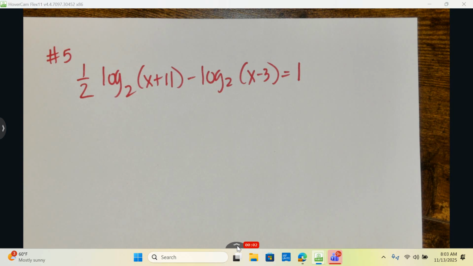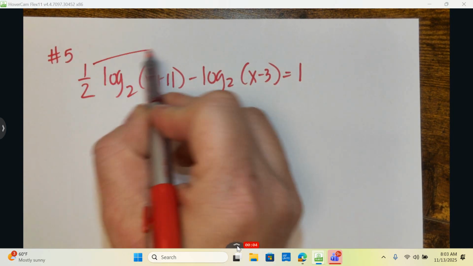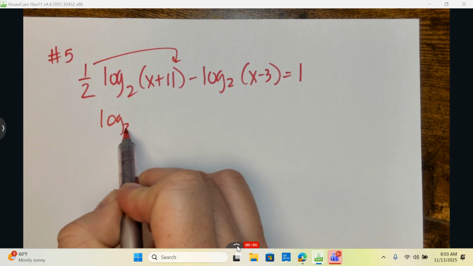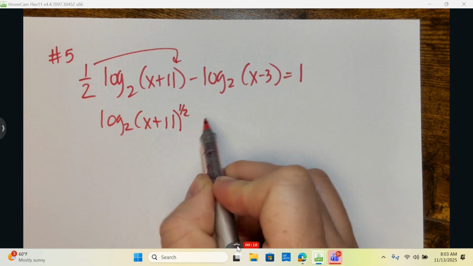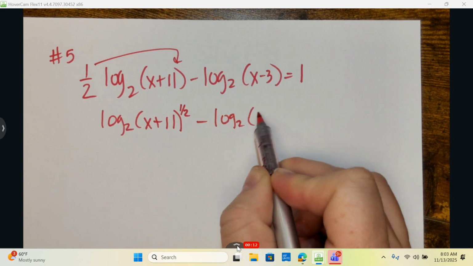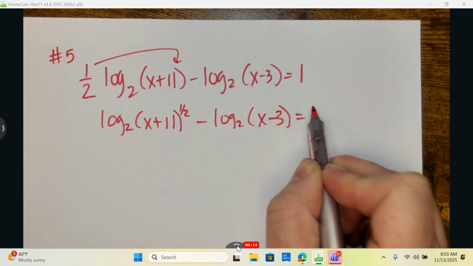Unit 8, Lesson 2, this is problem number 5. And so first I'm going to write this in condensed form. I have log base 2 of the quantity x plus 11 raised to the 1/2 minus log base 2 of the quantity x minus 3 equals 1.